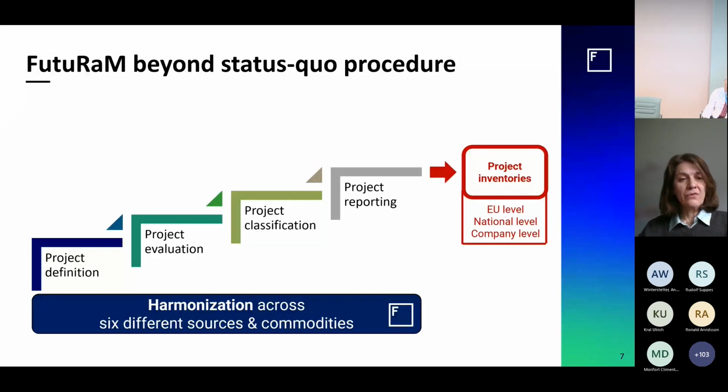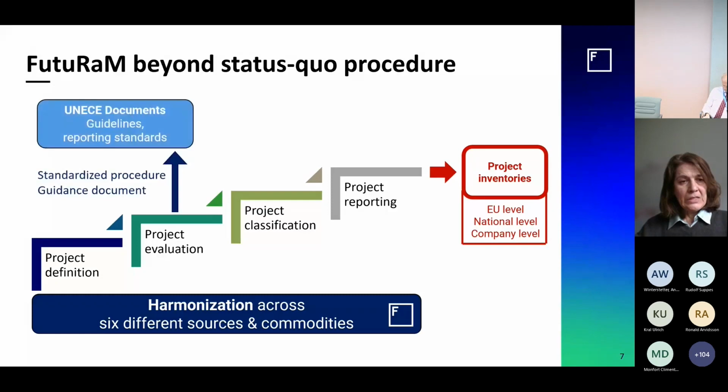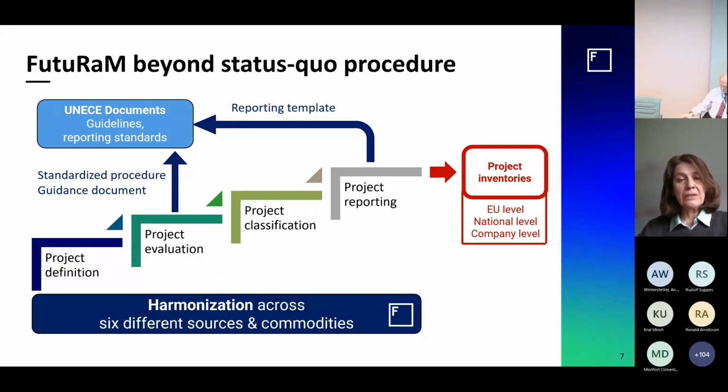Also to consider the stakeholders from the beginning, to work on the project evaluation, which will be used for the classification of the project, and also, as stressed by Ulrich, to have a reporting of this project to provide information to everyone. Based on our work, we want to have a standardized procedure and also to provide a guidance document on how to use this development of the project, and at the same time a reporting template to make it easy to communicate all these results with the stakeholders. And these all should hopefully be endorsed as standards under UNFC.